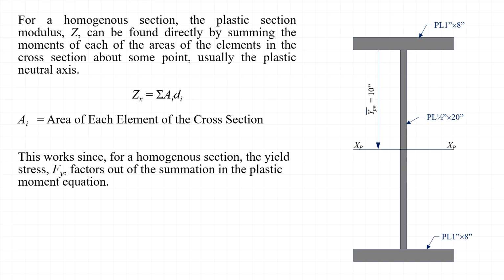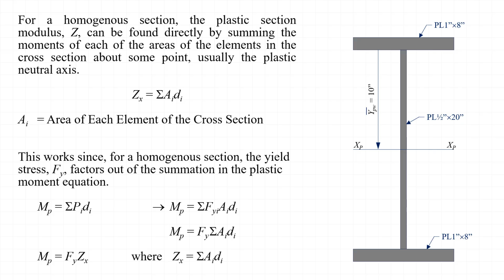We can prove this mathematically, starting with the plastic moment as a summation of the moments created by the plastic force resultants about the plastic neutral axis. If we substitute F sub y times A for P in this equation, then if F sub y is constant for all the elements in the cross-section, it will come out of the summation. Dividing both sides of this equation by F sub y yields Z on the left-hand side, and the summation of A sub i times d sub i on the right-hand side.